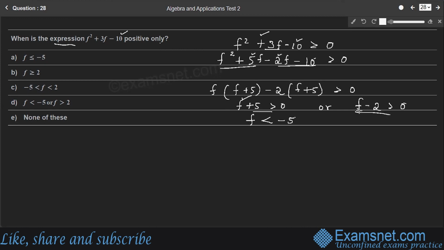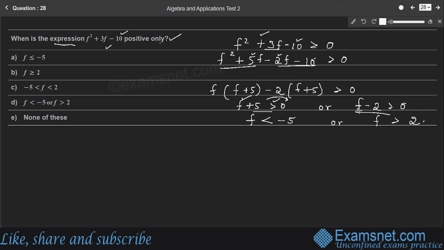If f plus 5 is greater than 0, which indicates f is strictly less than minus 5. Let's just reverse the sign here. Instead of the greater sign, we are using the lesser sign. And when 5 goes to the right hand side, it becomes minus 5. When f is less than minus 5, the given expression is greater than 0, which is positive only. Or when f is greater than plus 2, the given expression is positive.